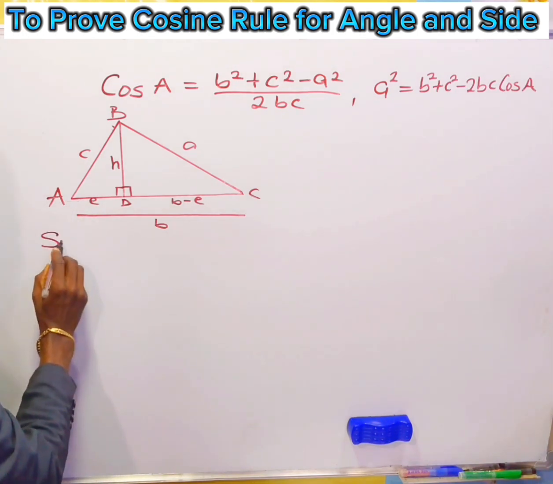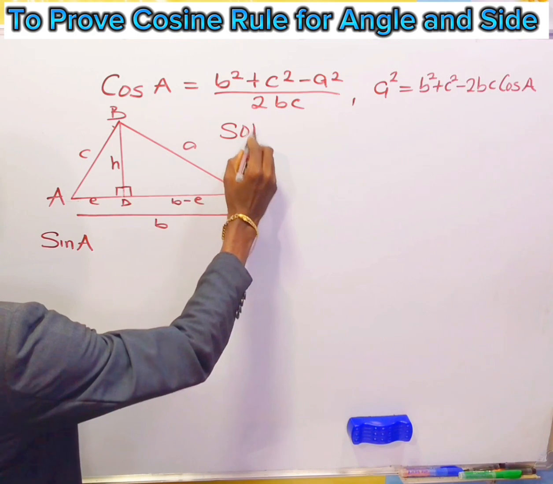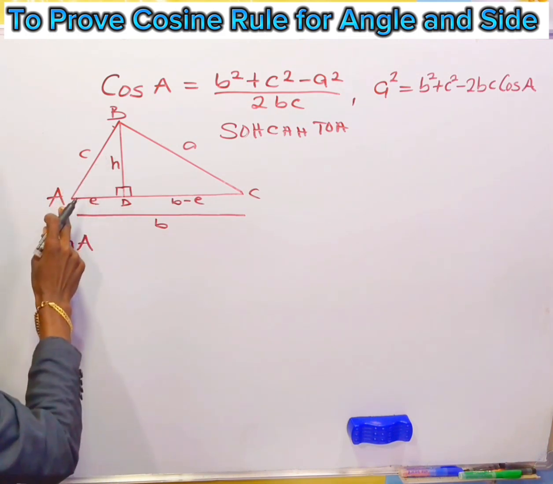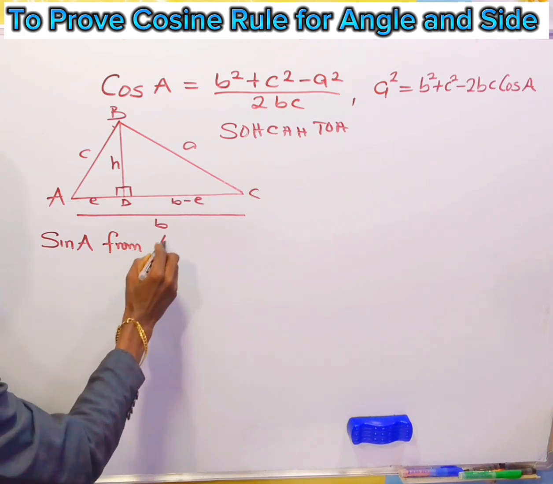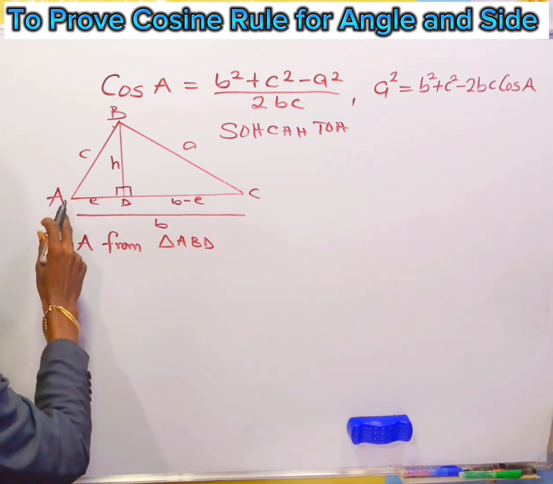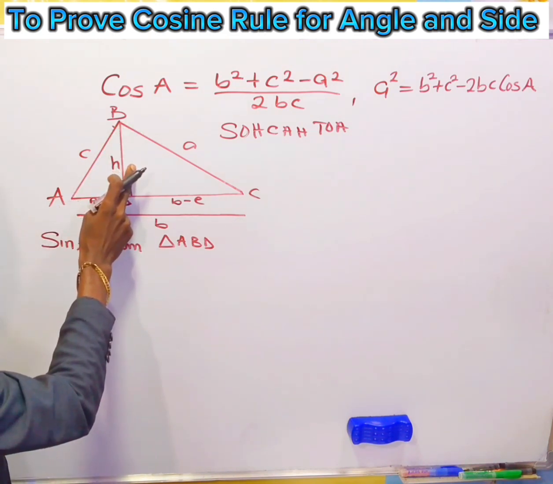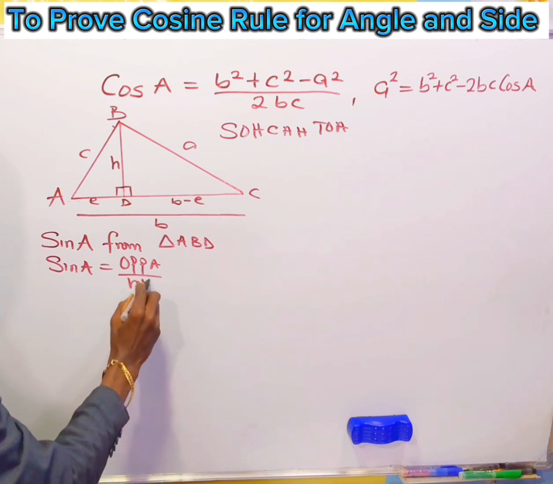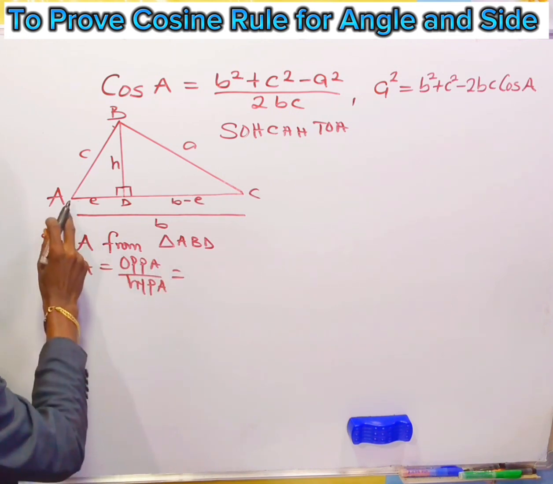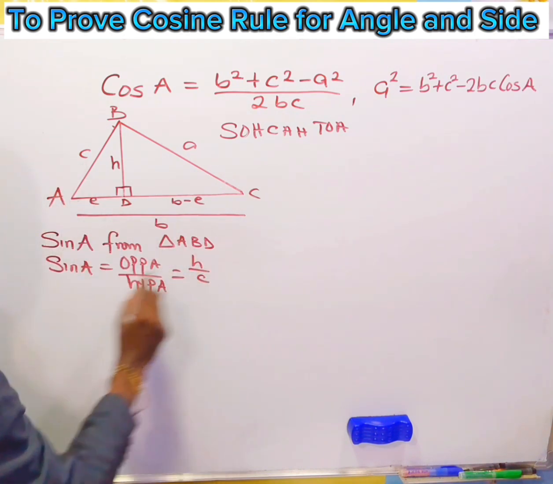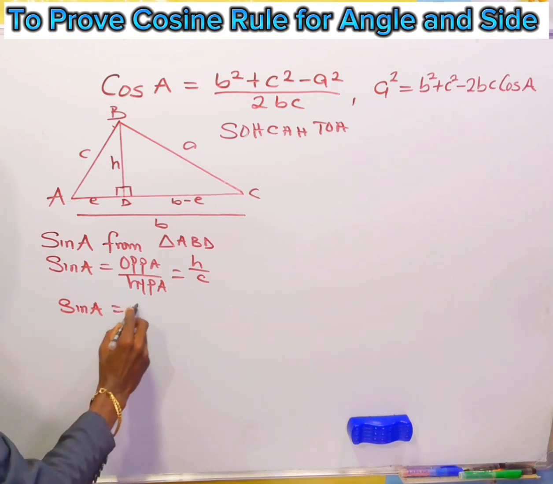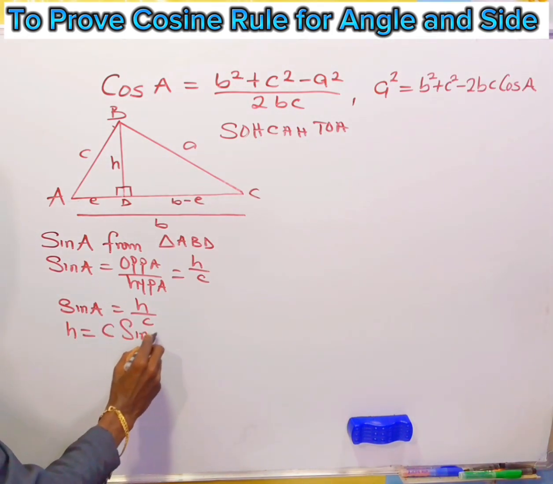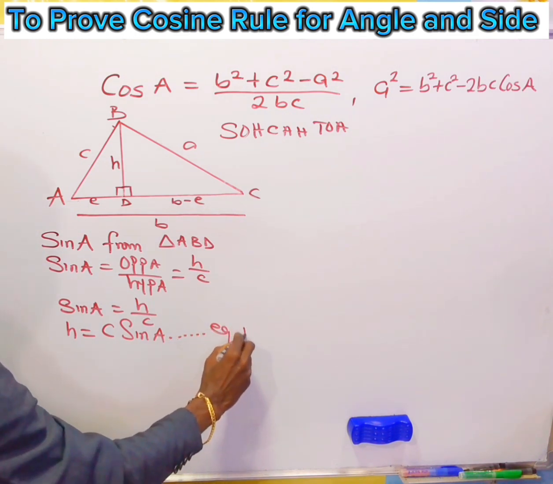Therefore, to find sine A using trig ratio, from triangle ABD, sine A will be opposite A over hypotenuse A, which is opposite A is H, over hypotenuse A is C. Therefore, sine A is H over C. Making H the subject of the formula, our H will now become c sine A. Let's call this equation 1.